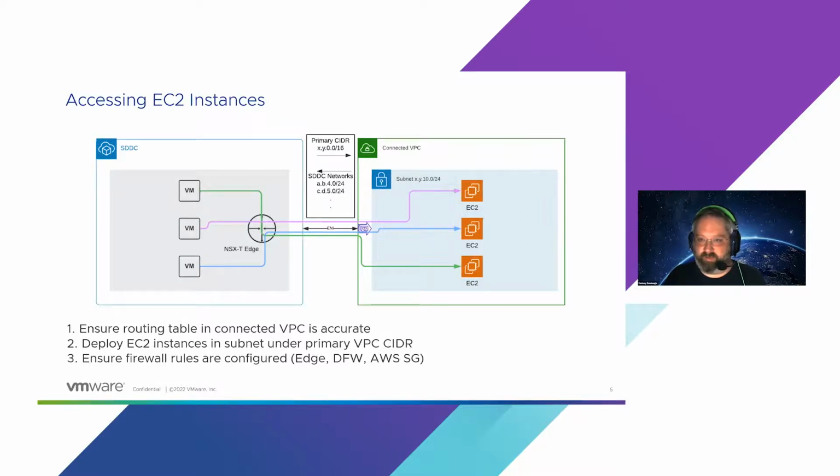The routing from the SDDC side, as you can see here, is the primary CIDR. That's the only route the SDDC knows about. So it can't route to secondary CIDRs. You can have up to 5 CIDR blocks on a VPC, but the SDDC will only be able to access the primary CIDR.